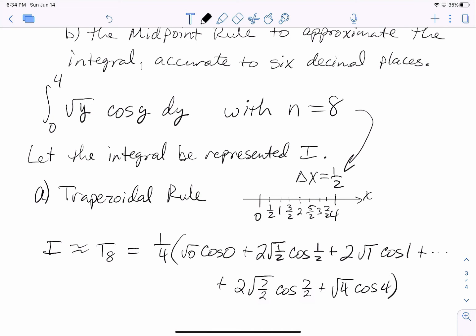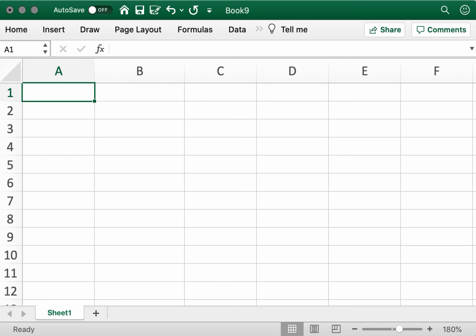This is a messy calculator exercise. We're going to see how we can use Excel to make the work less painful. Here's my Excel spreadsheet, and I'm going to put some notes to myself at the top of each column. We'll need an x sub i, and then the function value at those, so it's going to be the square root of x sub i times the cosine of x sub i.